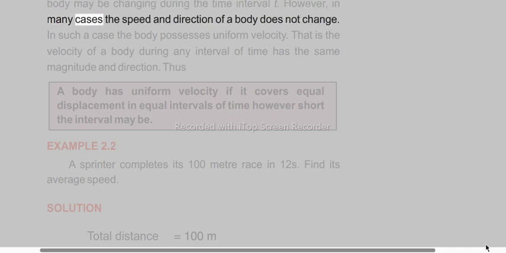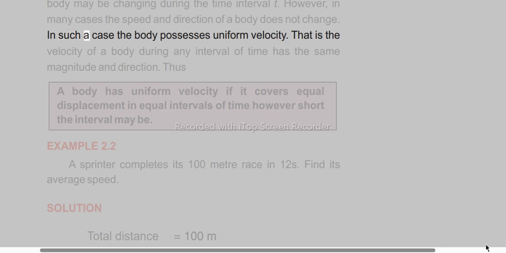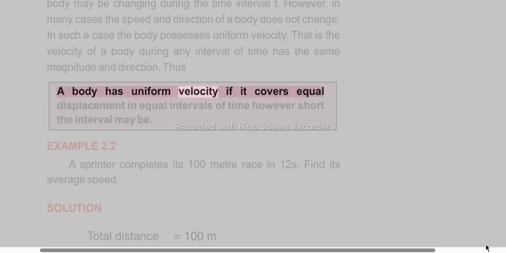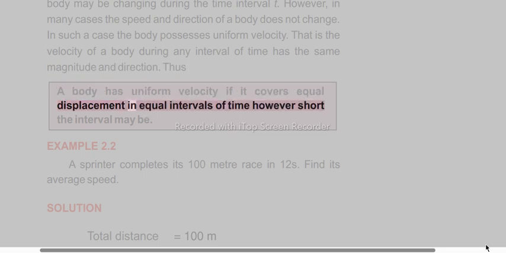The velocity of a body may be changing during the time interval t. However, in many cases the speed and direction of a body does not change. In such a case the body possesses uniform velocity. That is, the velocity of a body during any interval of time has the same magnitude and direction. Thus, a body has uniform velocity if it covers equal displacement in equal intervals of time, however short the interval may be.